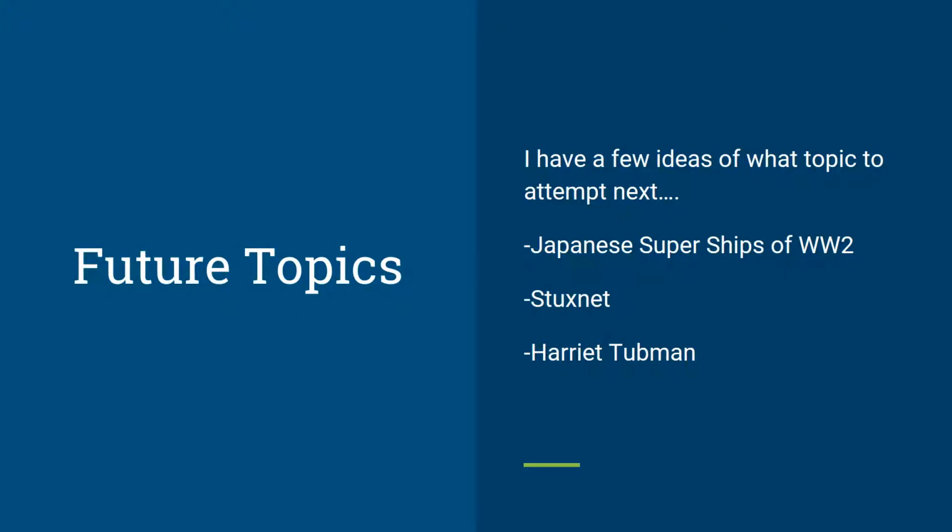All right, so future topics, where I plan to go from here. I have a couple ideas for what topics to attempt next. I haven't narrowed it down to one, but right now I've narrowed it down to these three. The Japanese super ships of World War II would be interesting to look at. Stuxnet would be interesting. I think a lot of people don't have quite the background in that as they probably should. Harriet Tubman, although she's covered quite a lot in typical education, I at least wanted to look into her to see if there are a couple of 'whoa, I didn't know that' things that might be interesting to stick in a podcast and let other people learn about.